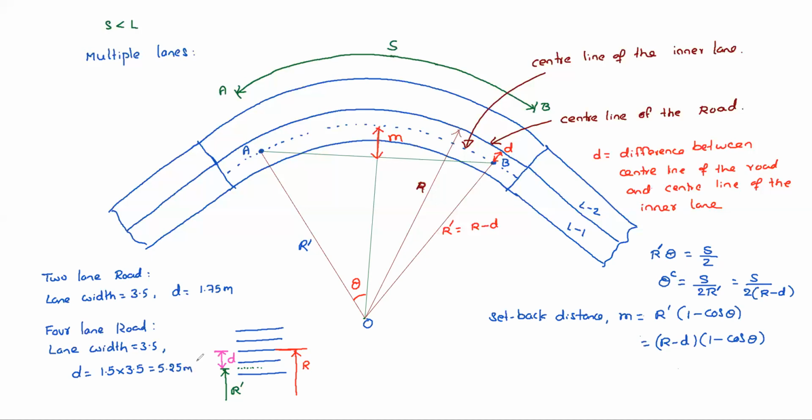So like this, if you understand this D, it's very simple actually. Difference between the center line of the road, you know what is the center line of the road, to the center line of the inner lane, that is D. So once you know the D value, then it is very simple. Theta equal to S by 2 into R minus D, and M equal to R minus D into 1 minus cos theta.